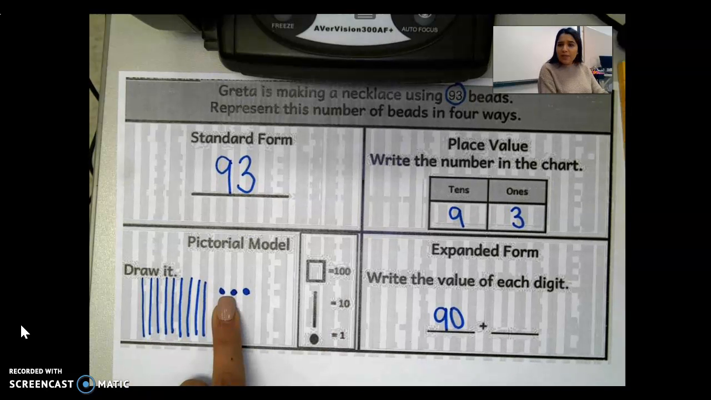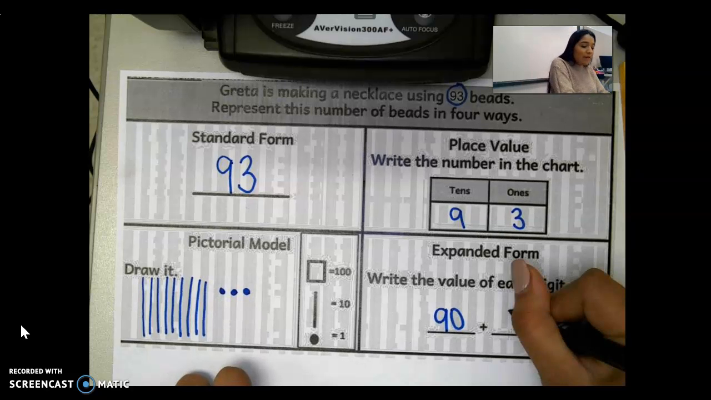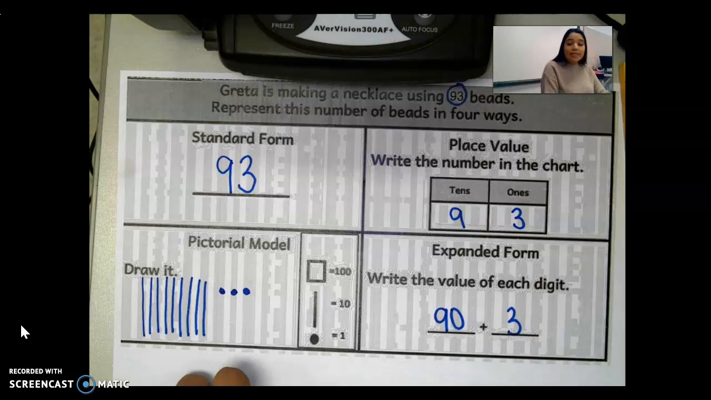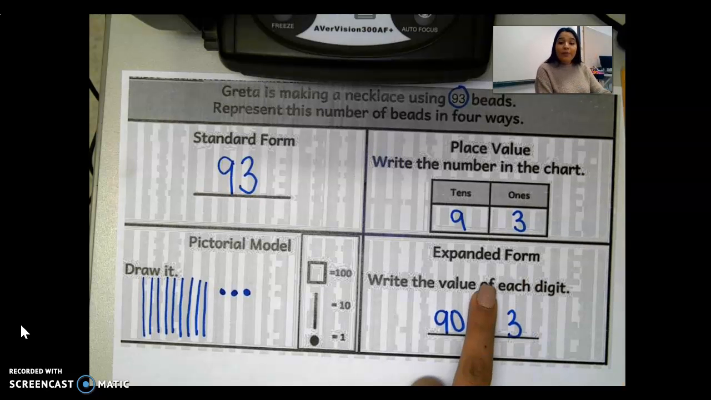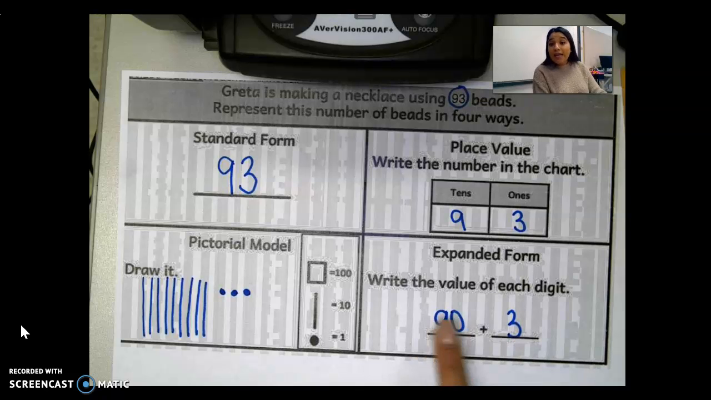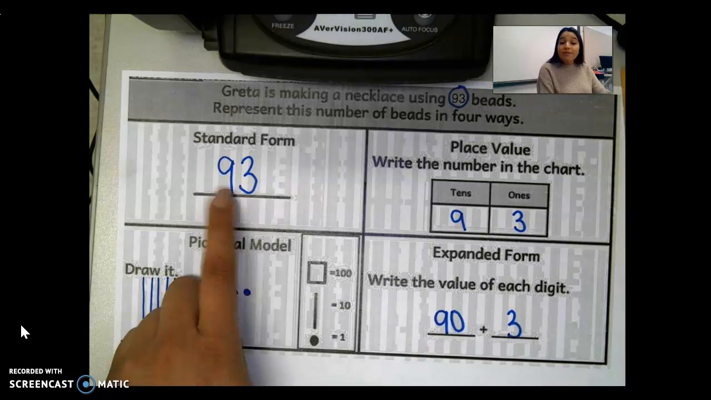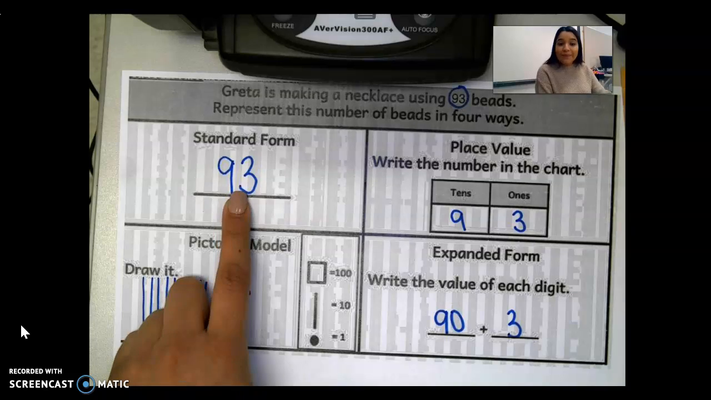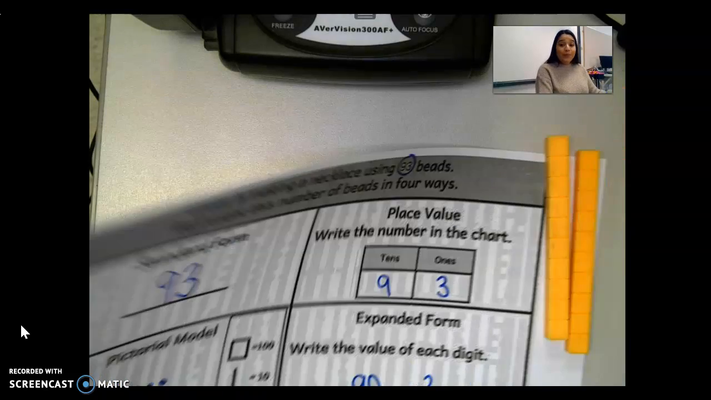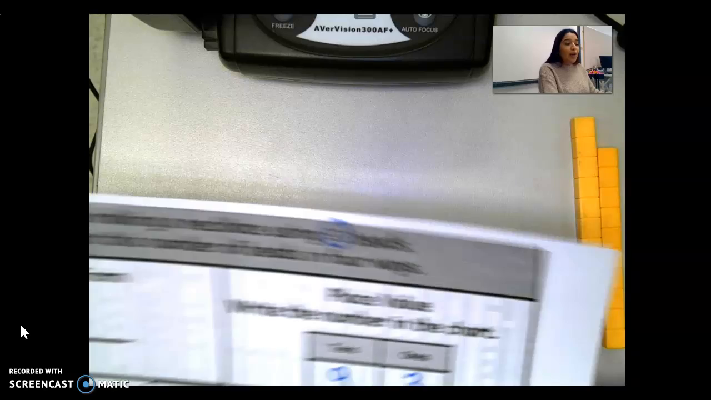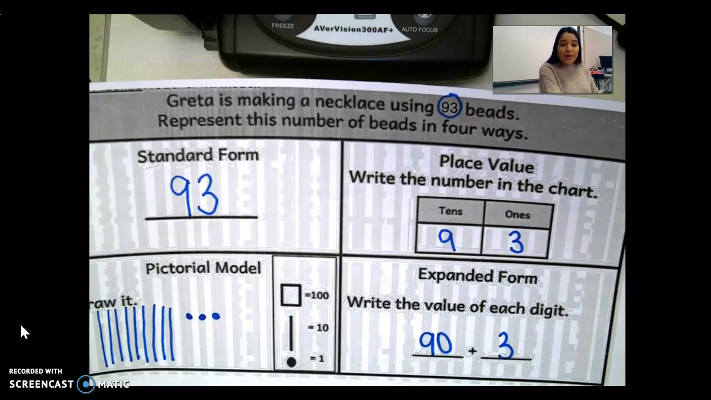And how many ones do we have? Let's count. 1, 2, 3. We have 3 ones. So our expanded form is 90 plus 3. 90 plus 3 gives us 93. Ooh, a great way to show a number in 4 different ways.